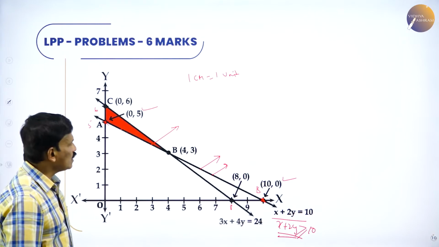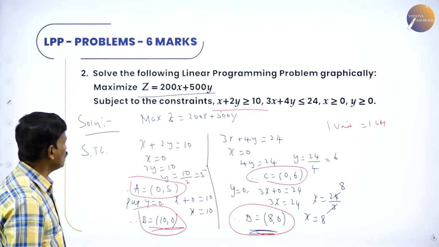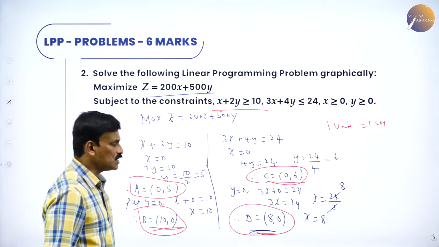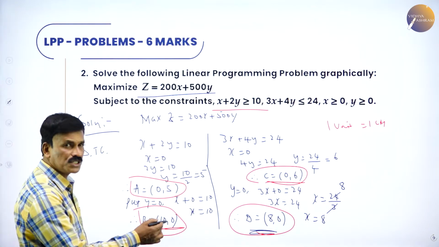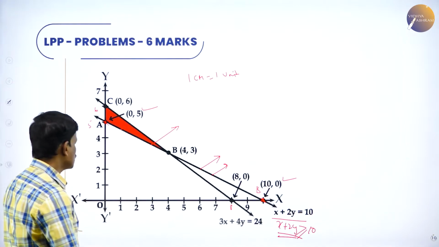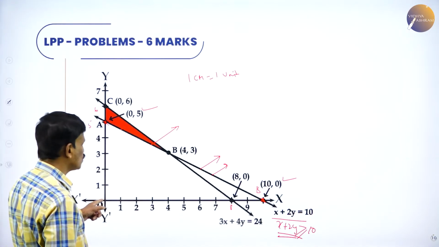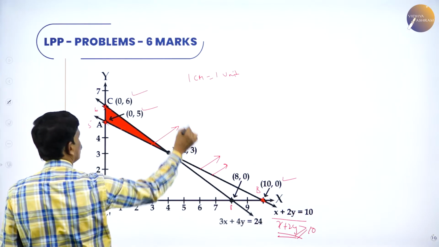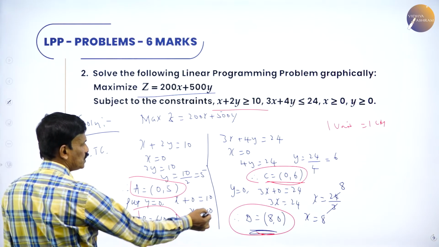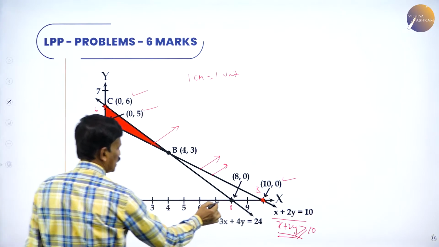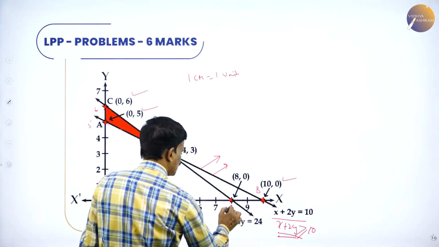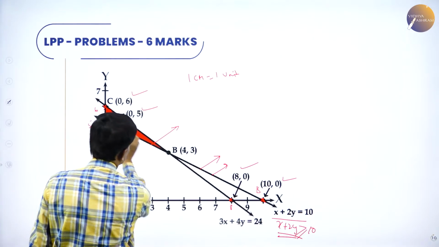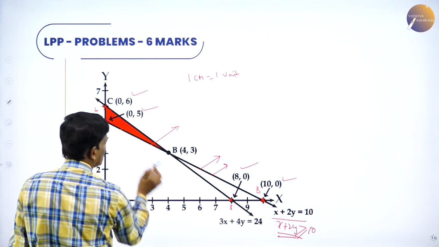Now, come to the second curve. We have point C equal to 0, 6 and D equal to 8, 0. For C, x is 0 and y is 6. So this is C, 0, 6. And the last point D is 8, 0. x is 8 and y is 0. Draw a straight line passing through the points C and D.